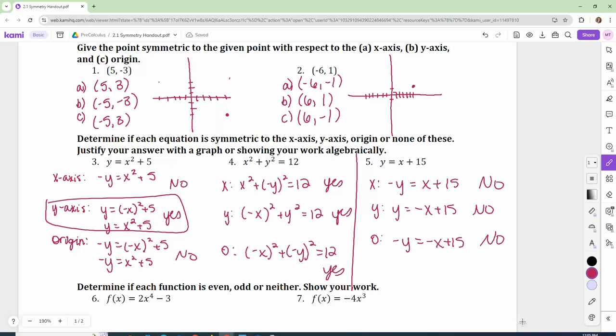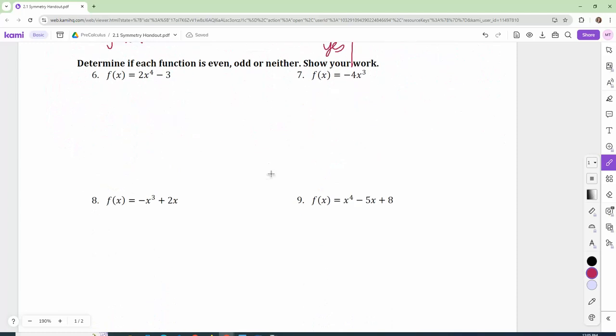So even and odd is essentially the same thing, but it's a little bit easier if it's written in function notation, because all you have to really do is f of negative x. So if I put in a negative x, a negative to the fourth power, is that what I started with? Yes, so that means my function is even.